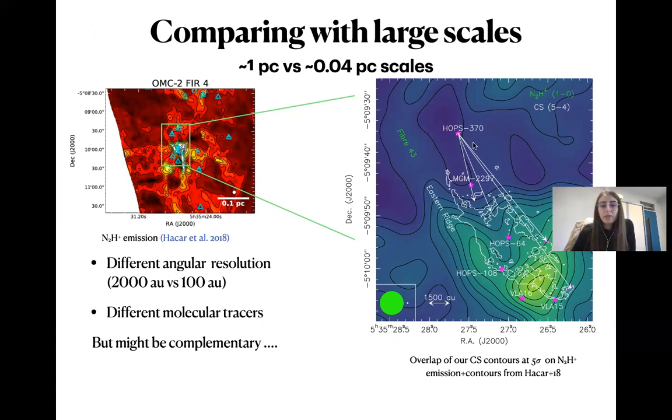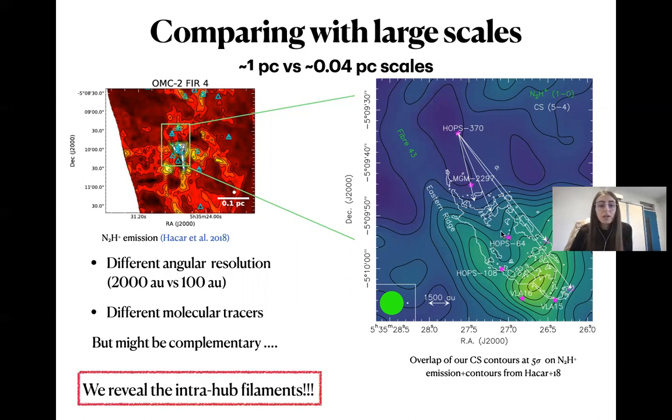So we have different angular resolutions. The one by Hacar et al. is 2000 AU, our resolution is 100 AU, and also the tracers are different. But the studies might be complementary. Actually, you can see here the fiber 43 that was identified by Hacar et al. especially coincides with our eastern ridge. And we could see these filaments in this region that was not resolved with N2H+. So with our study, we suggest that we could reveal the intra-hub filaments within OMC2 FIR4.